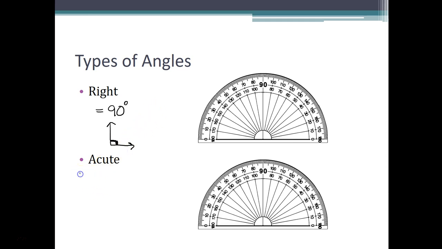Acute is more than 0 and less than 90. So it's a smaller angle. I think small things are cute, so it's an acute angle.